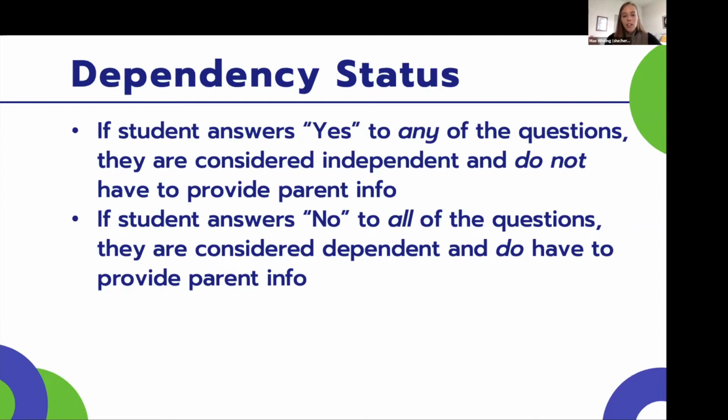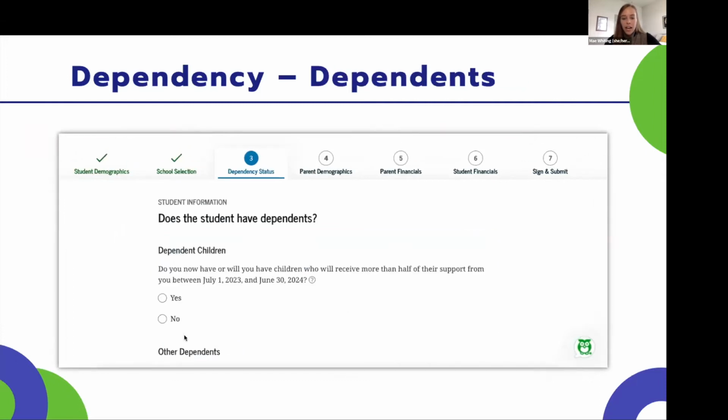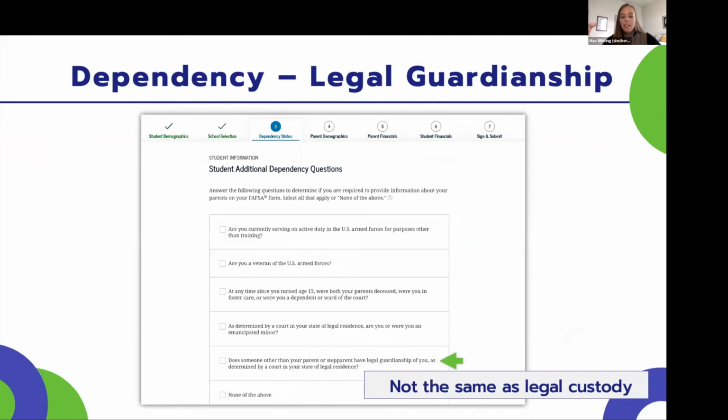So again, that questionnaire has all the questions in one place, but the way that you actually see this on the FAFSA, you see it broken up into several different pages. So right here, you see that it's asking about the student's marital status. Right here, you see it's asking if the student has any children or any other kind of dependents, so someone that they're providing for financially. And then you see these additional dependency questions.